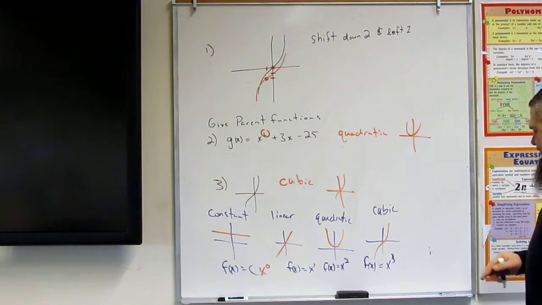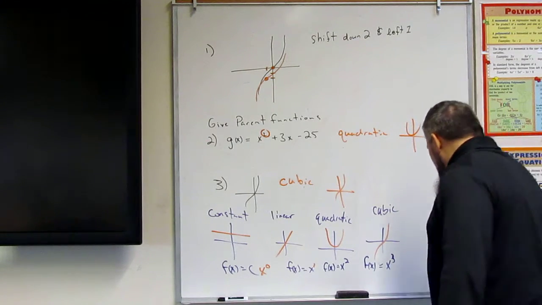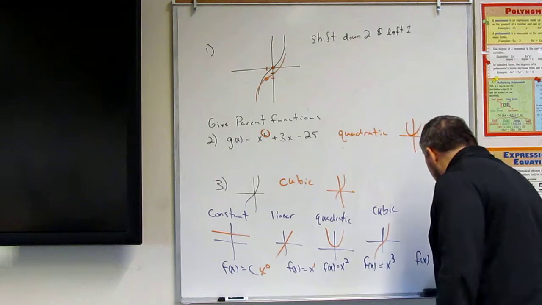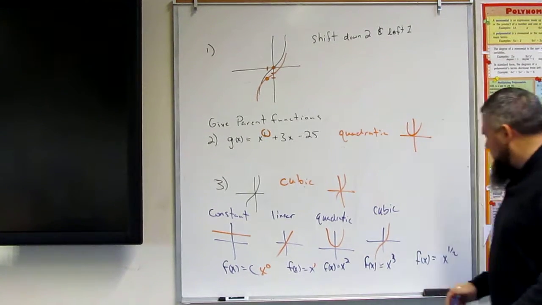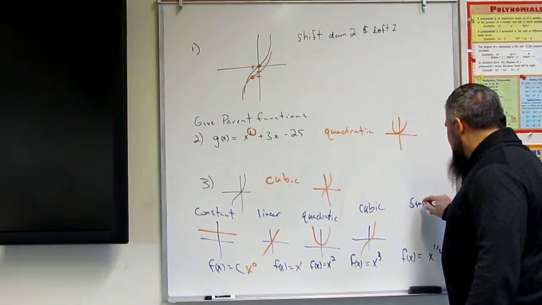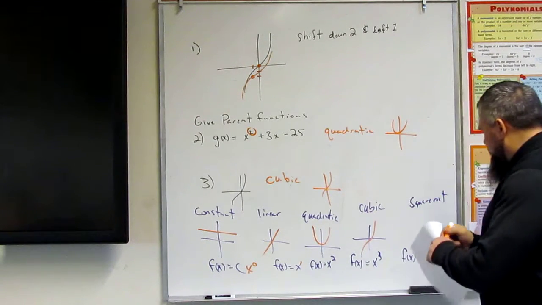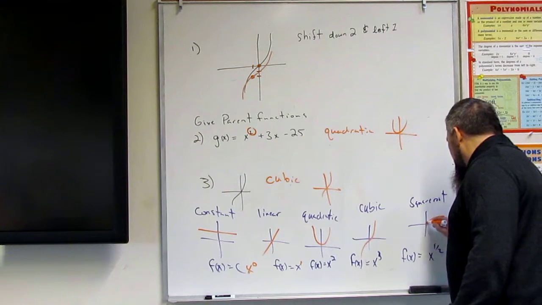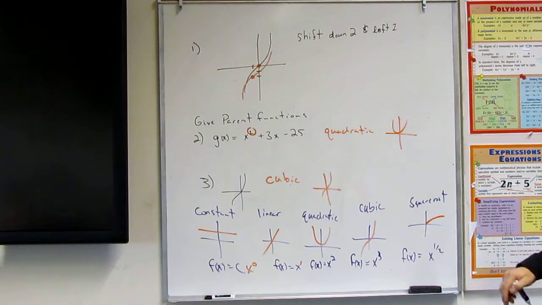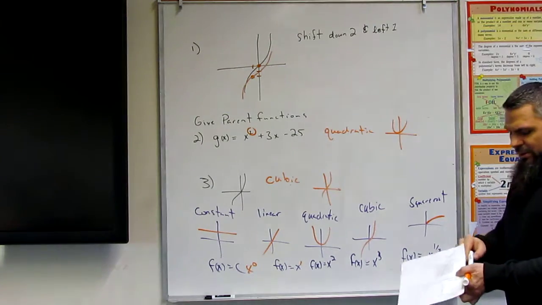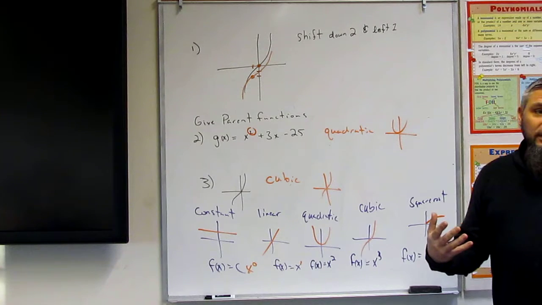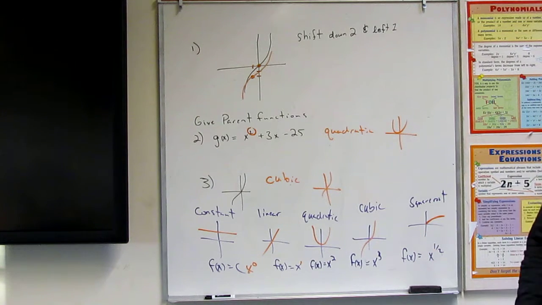And then we have square root, f of x equals x to the 1/2, right? That's what we call a square root. And it looks like that. Okay. And those are the ones that we were going over in the beginning of the year, and later we found x to the 4th power, which is called a quartic, and to the 5th power, which is called a quintic. Okay?